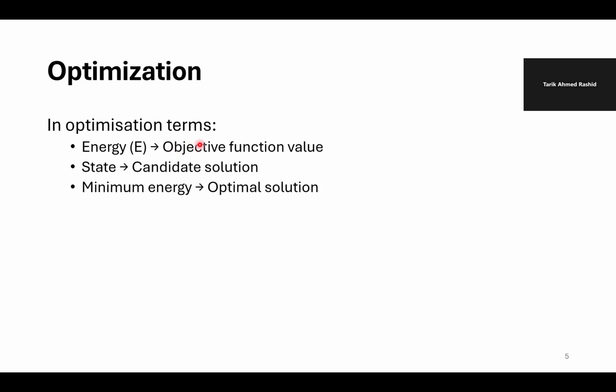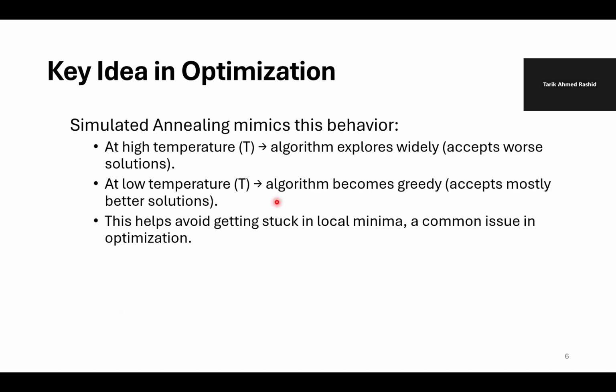So in optimization, because we are trying to get the best of the metal, the energy can be considered as a utility function or objective function, and the state is a candidate solution. Minimum energy means less energy in the states of the material. So at less energy, it gives you the optimal solution. So simulated annealing mimics this behavior.